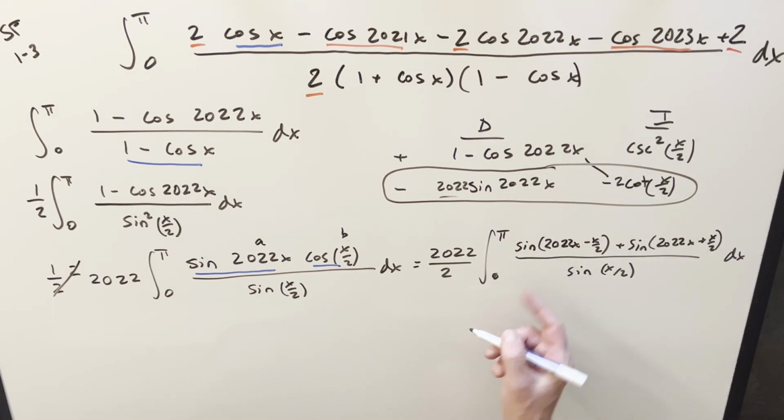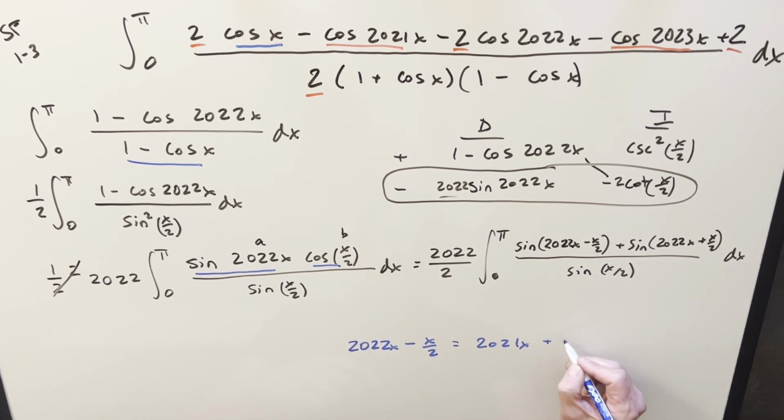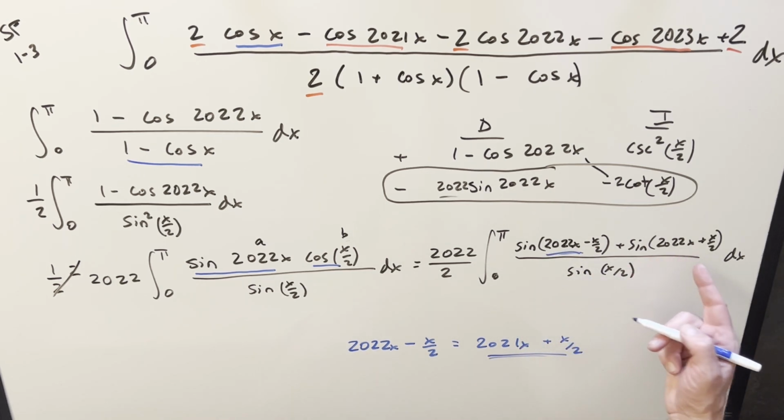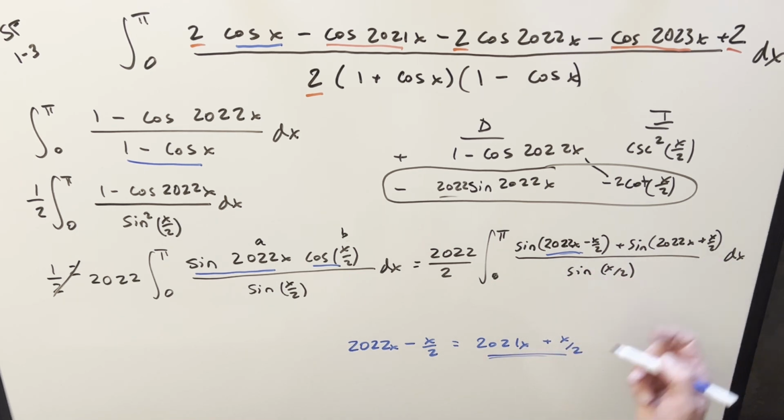Now, one thing I can do with 2022x minus x over 2, this might seem a little odd, but I'm actually going to subtract 1 from this part, and we'll have 2021x, and add 1 over here. So we have plus x over 2. This way, if I replace this in here with this, I've written my angles both the same way, so that in both cases we're adding x over 2.